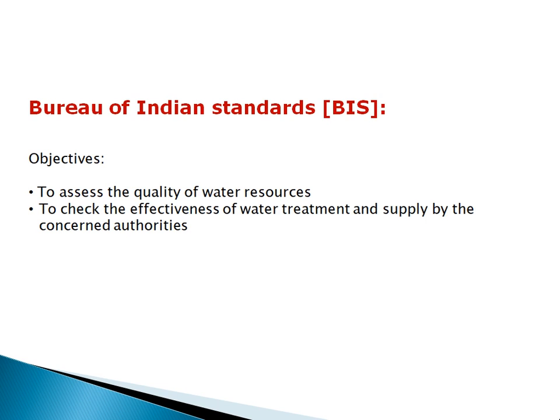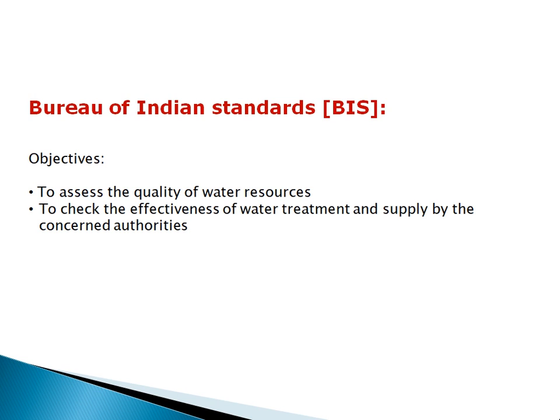The main objectives followed by the Bureau of Indian Standards are to assess the quality of water resources and to check the effectiveness of water treatment and supply by the concerned authorities. They apply these standards to drinking water supplied by different authorities, agencies, state and central government and non-government bodies for human consumption in any place of the country.